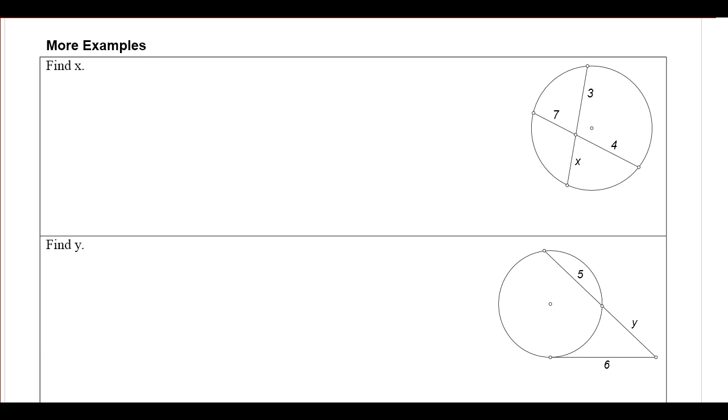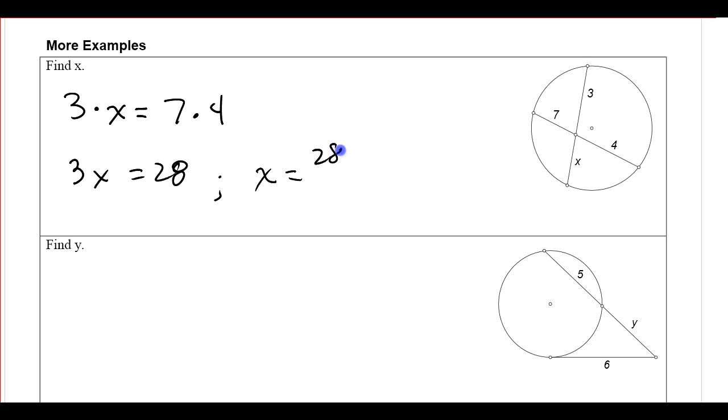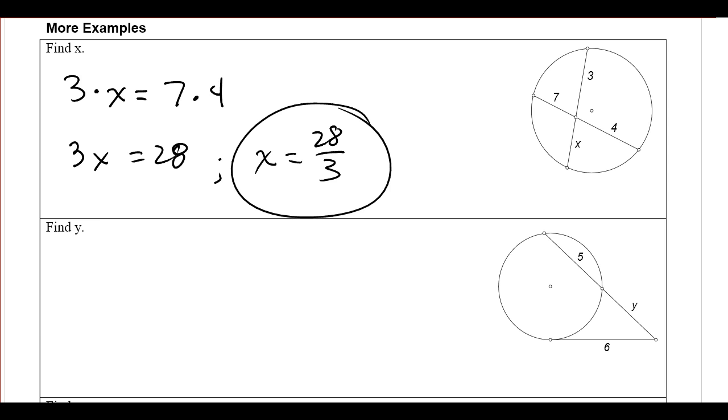First example, we want to find x. So we've got two chords that intersect inside a circle. So we know that the product of the pieces of the chords have to be equal. So one of the chords I have 3 times x, and the other chord I have 7 times 4. So 3x is equal to 28, which would then mean that x is equal to 28/3. Alright, that's it for that one. Again, if you have questions, make sure you ask. If you want to try these on your own and then pause the video and restart it to check your answers, that's great as well.